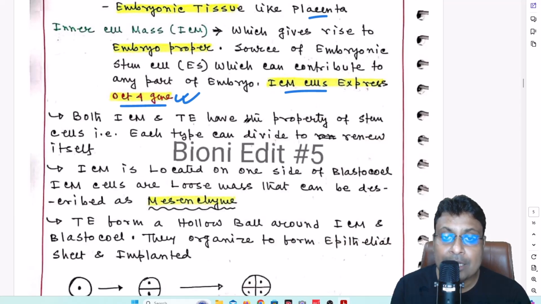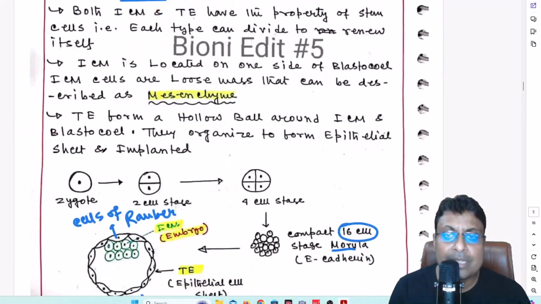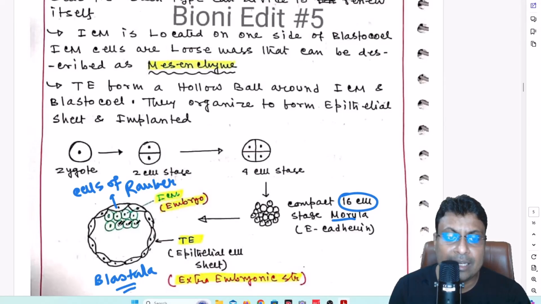Both the inner cell mass and the trophectoderm have the property of stem cells, and each type of cell divides to renew itself, right? The inner cell mass is located on one side of the blastocoel, and it is a loose mass that can be described as mesenchyme. The inner cell mass is also known as mesenchyme because these cells are a very loose mass of cells. And the trophectoderm forms a hollow ball around the inner cell mass and the blastocoel, and they organize to form an epithelial sheet, and they will be implanted. So this structure will be implanted.